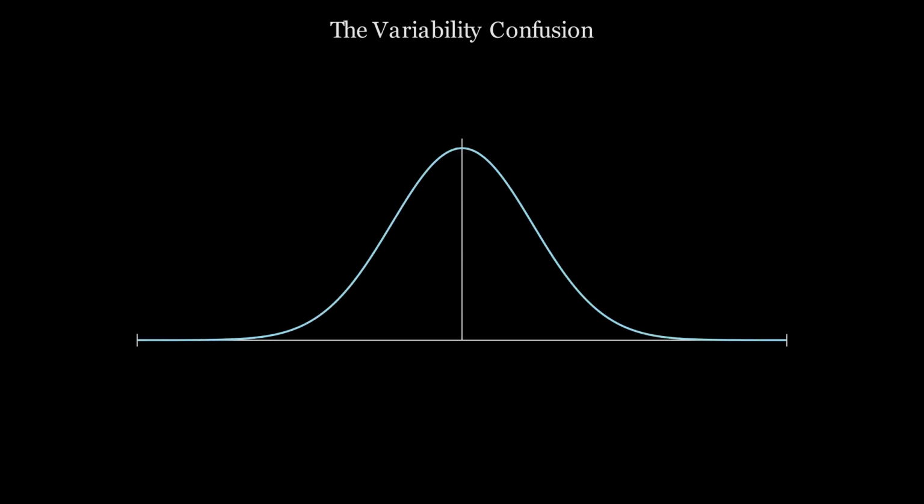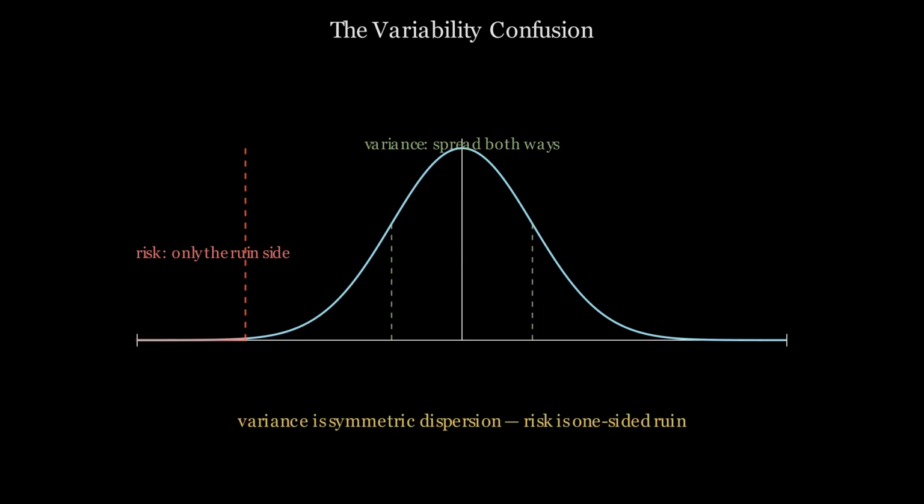In clinical practice, a patient with highly variable lab values is often described as unstable. A patient with smooth, consistent readings is described as stable. But variability and clinical risk are not the same thing. Variability measures how much a biomarker fluctuates around its central value. Clinical risk measures how close the patient's trajectory is to an irreversible threshold.